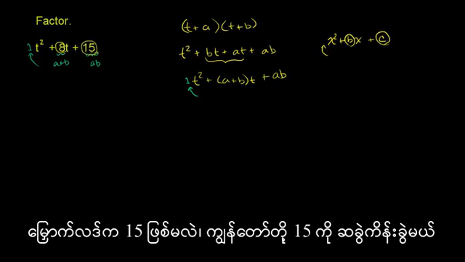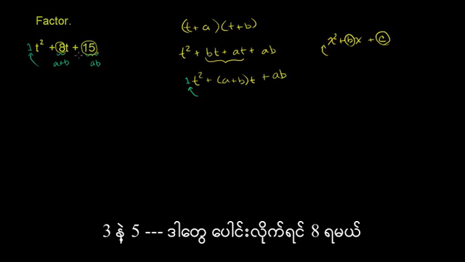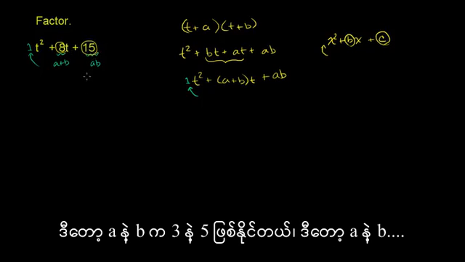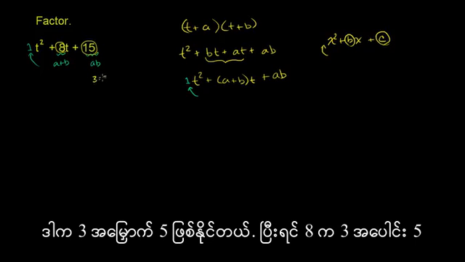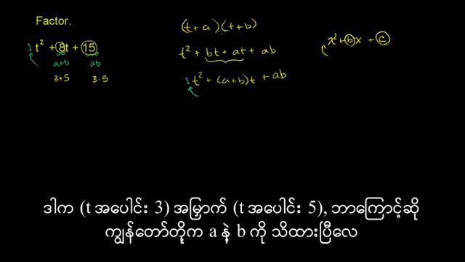So if you just factor 15, it could be 1 and 15. Those don't add up to 8 in any way. 3 and 5, those do add up to 8. So a and b could be 3 and 5. So this could be 3 times 5, and then 8 is 3 plus 5. Now we could just go straight and factor this and say, hey, this is t plus 3 times t plus 5, since we already figured out what a and b are.